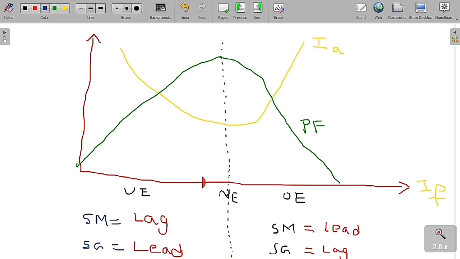I have made three regions: under excitation, normal excitation, and over excitation. UE means under excitation, NE means normal excitation, and OE means over excitation. As I have already told you, under excitation means Ef cos delta is less than V, normal excitation means Ef cos delta is equal to V, and over excitation means Ef cos delta is greater than V. These are the three conditions that I am going to use. Whenever the field current is increased, we go from under excitation to normal excitation to over excitation. Whenever the field current is very low, it is under excitation, and whenever the field current is very high, we go for over excitation.